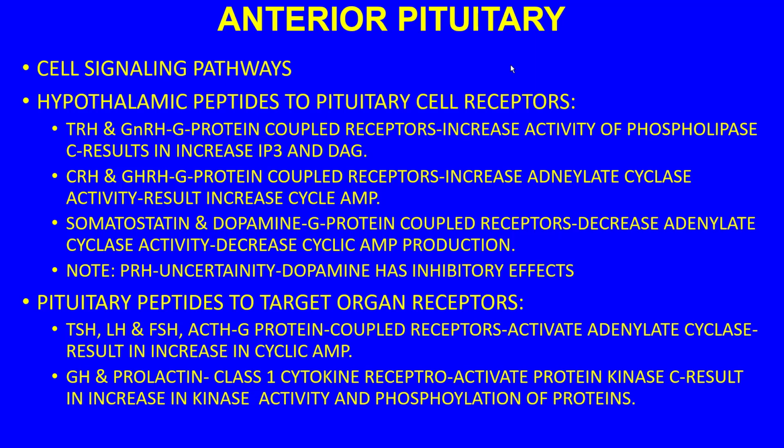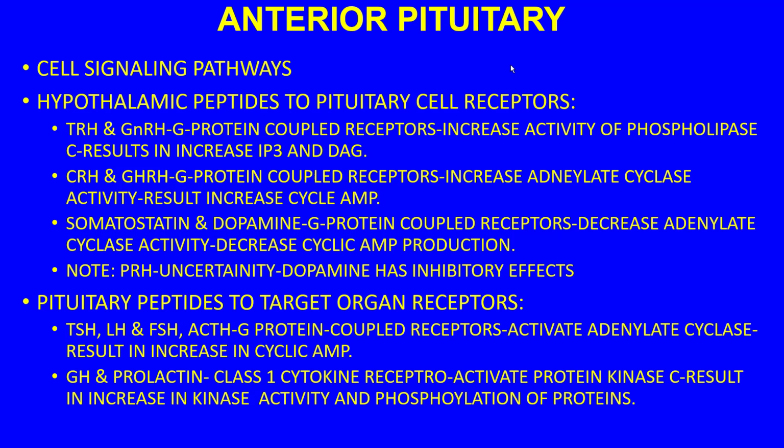Now, somatostatin and dopamine, which play a role in triggering the anterior pituitary, they also play a role with a G protein coupled receptor, but this is different. They're going to basically decrease adenylate cyclase activity, thereby they're going to decrease the amount of cyclic AMP production. You want to also be aware of this.